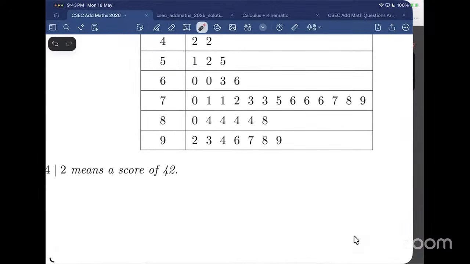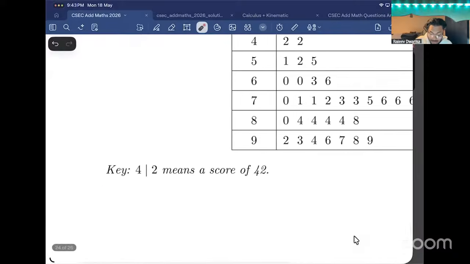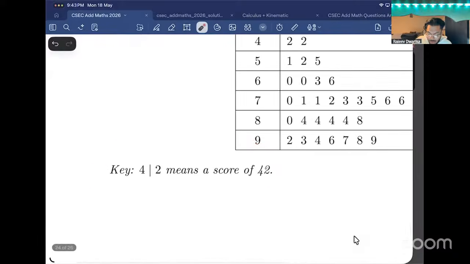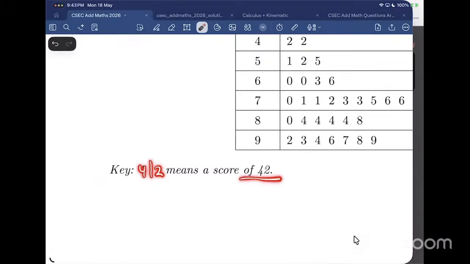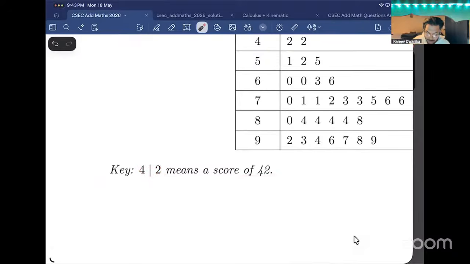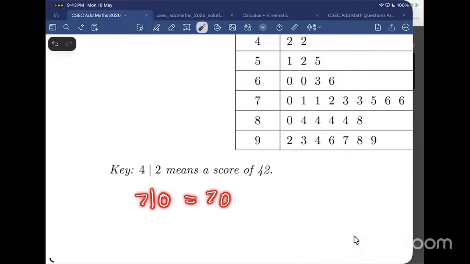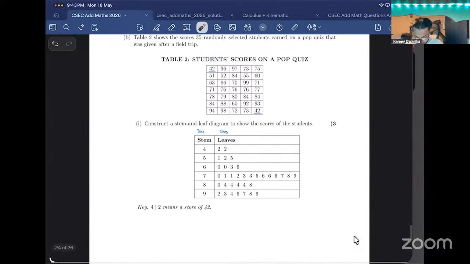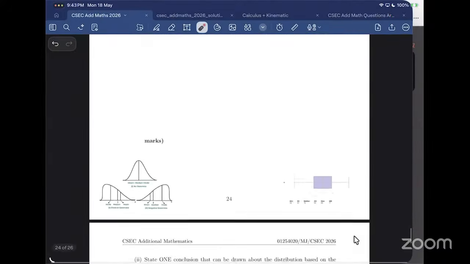Oh, okay. So you'd put a little example, a little key. So I choose 4|2 is equal to 42, but you could have chosen any. You could have chosen like 7|0, and that would have represented what? 70. So I think you understand the stem and leaf.